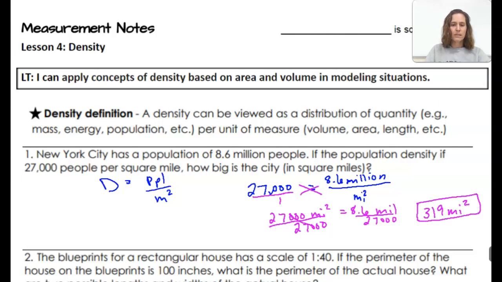Now, if you're plugging this into your calculator, don't forget to write out 8.6 million, which would be 8600 and then 3 more zeros. So you're going to be doing 8,600,000 divided by 27,000. And that's where the 319 comes from.